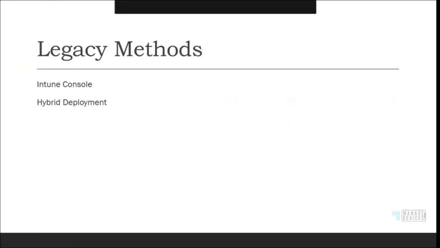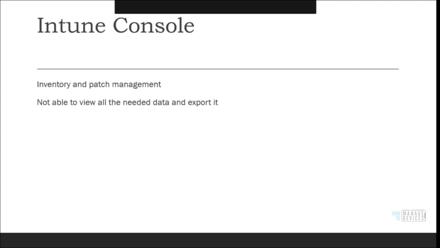traditionally we had two methods of generating reports from Intune. The first was the Intune console, and the second was hybrid deployment. We'll very briefly talk about both of those in the next slide. So the Intune console earlier was the Silverlight console. The console that we have right now is the Ibiza console. The earlier console, the Silverlight console, I think back in 2016 and 2017, did not have a lot of reports that we could run and generate.